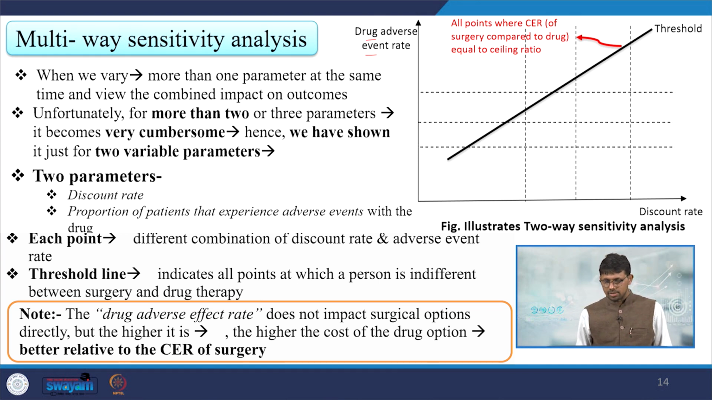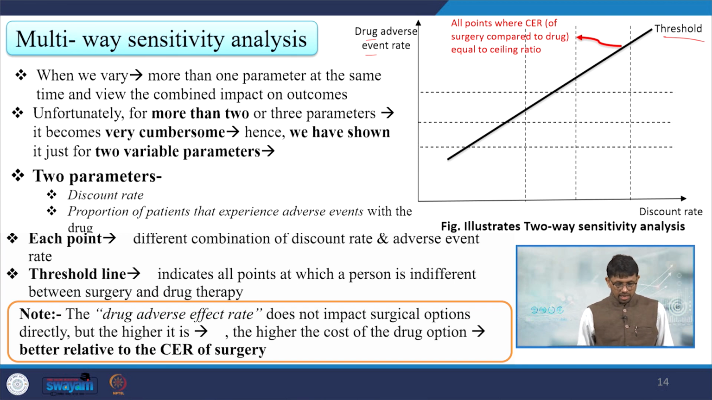The line is basically comparing these two: either going for the drug adverse event rate, that is the proportion of patients that experience adverse events with the drug, or preferring discount rate based decisions. All points on the threshold line explain that a person is indifferent between surgery and drug therapy. So drug and surgery therapy can be explained through the threshold line that we have highlighted here.